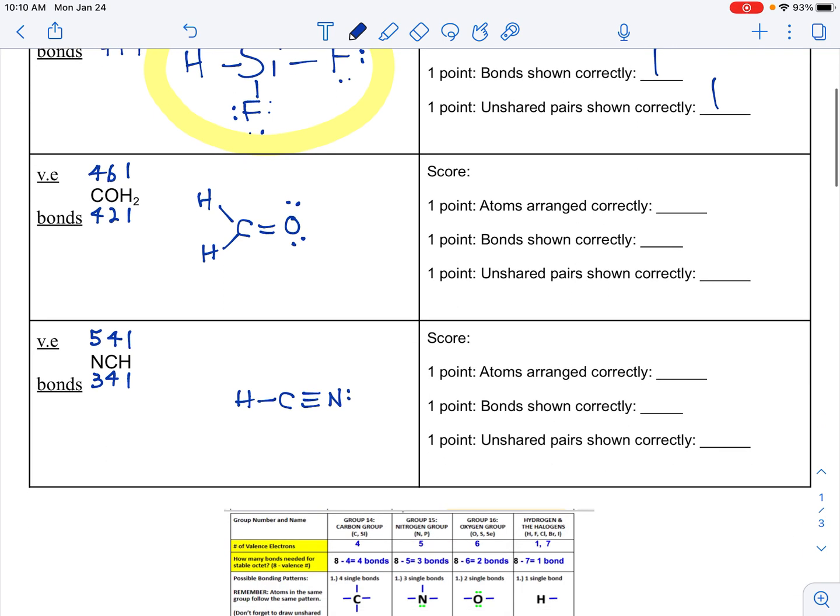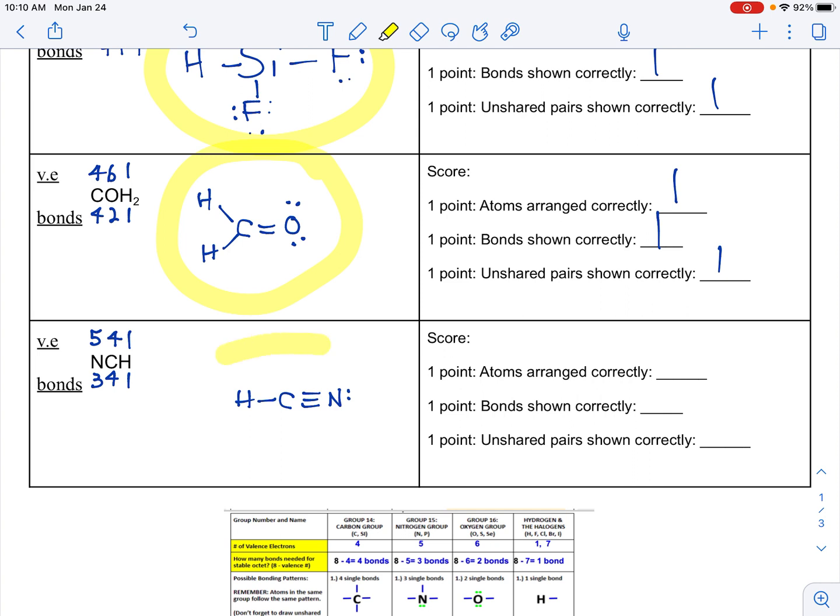The next one too, if your double bond O is going out a different way, it's okay, but we need to make sure we have the carbon in the middle with 2 H's and a double bond O on it. If you have the H's and O all around the carbon, you'll get a point for arranged correctly. If you've got the double bond like you should have, and the H's only have single bonds, that's correct. And then O, in this group, O has 2 unshared pairs or 4 dots.